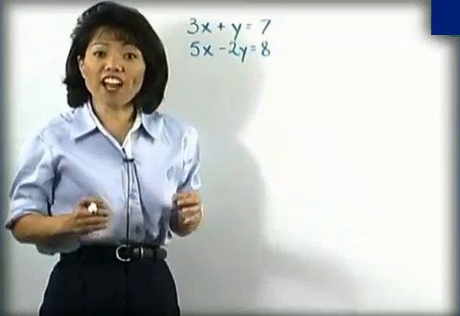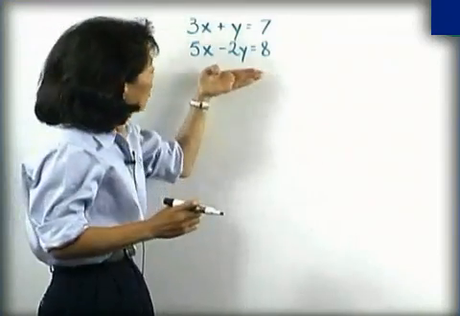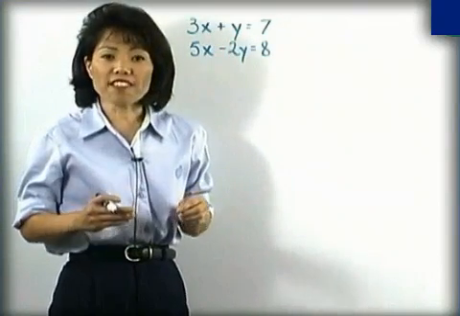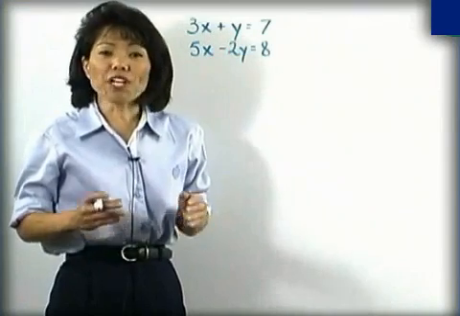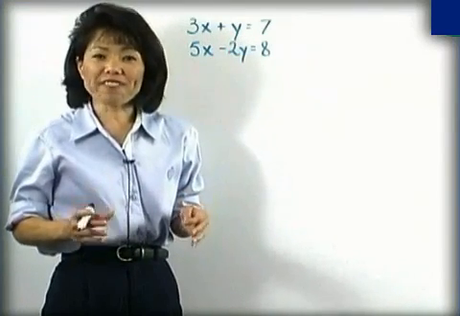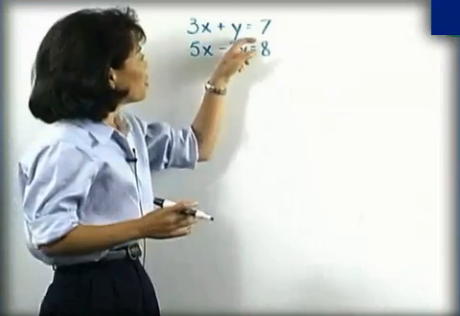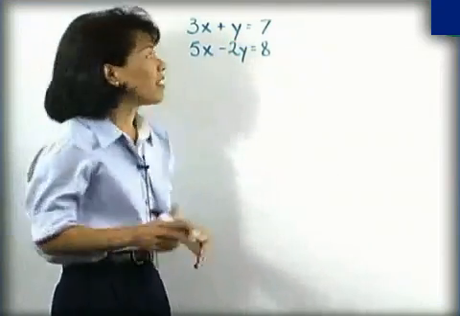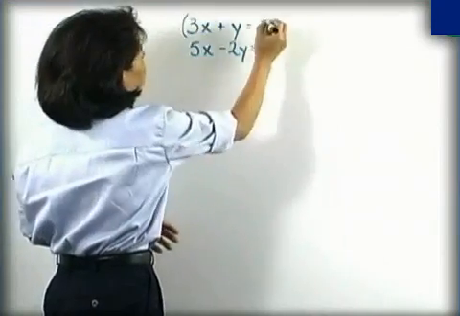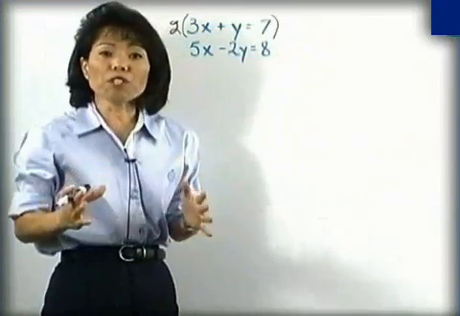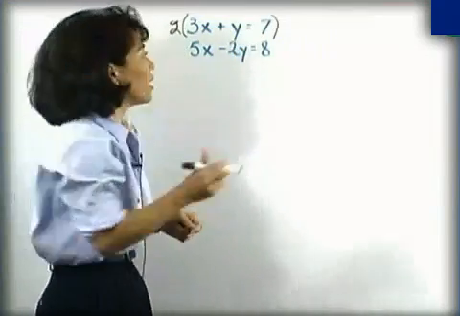which will allow me to solve for x. So what we're going to do to make this a 2y, remember, since these are equations, we can multiply the equation by any number we choose. In this case, we're going to choose to multiply the top equation by the number 2. So we're going to take this equation, multiply here by 2. Remember, multiply both sides of the equation by 2.